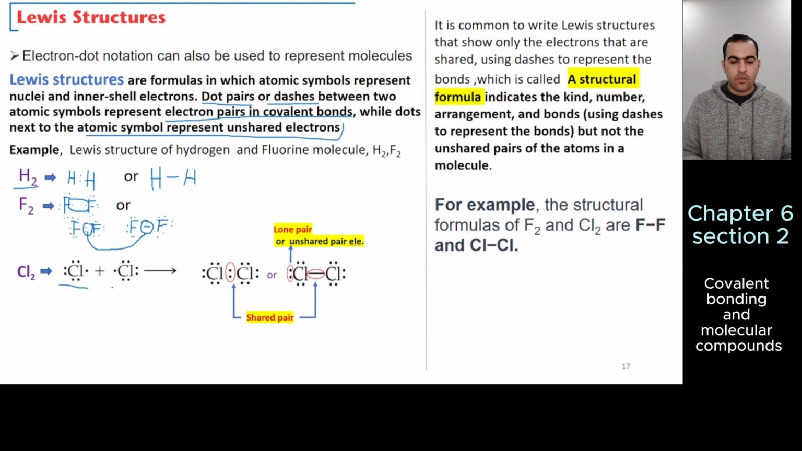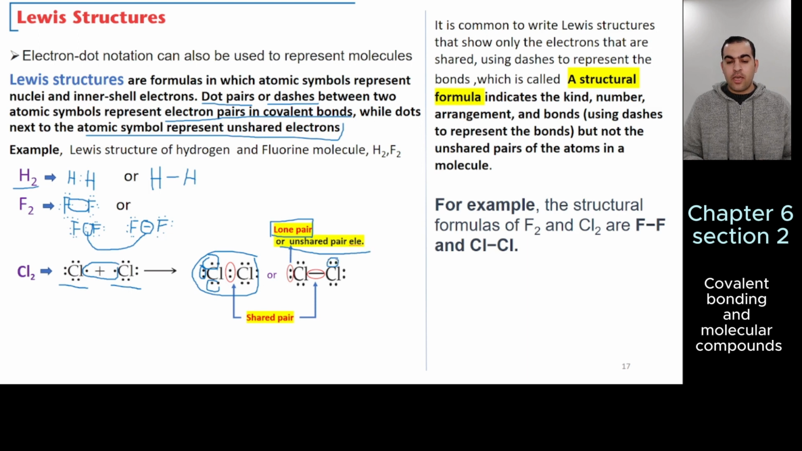Look at chlorine. 2 chlorines, they have 7 valence electrons and they are going to share 1 electron each. So we can write the Lewis structure like that. They are going to share these 2 dots. The shared electrons are written as 2 dots or a dash between the symbols, and the unshared electrons are written next to the symbol. Unshared electrons, we call them what? Lone pair. 2 unshared electrons together make a pair, and we call them a lone pair or unshared pair of electrons.